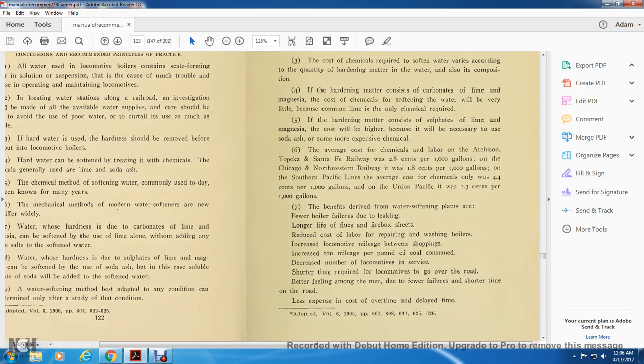The benefits derived from water softening plants are fewer boiler failures due to leaking, longer life of flues and firebox sheets, reduced cost of labor in repairing and washing boilers, increased locomotive mileage between shops, and increased tonnage mileage per pound of coal consumed. Decreased number of locomotives required, and a saving of the time required for locomotives to go over the road. Better feeling among the men due to fewer failures and less time on the road. Less expense for overtime and delayed time.